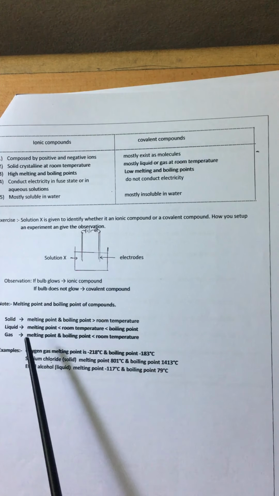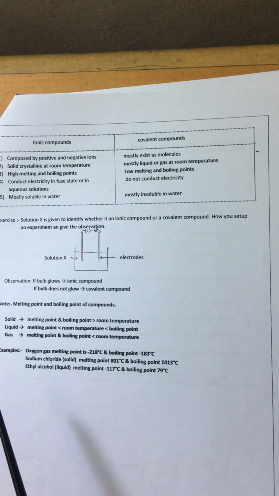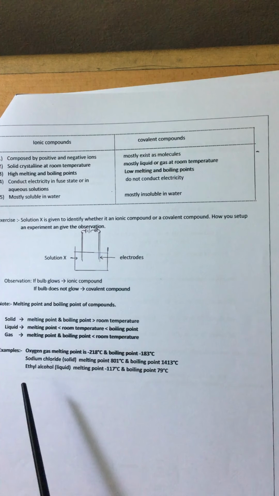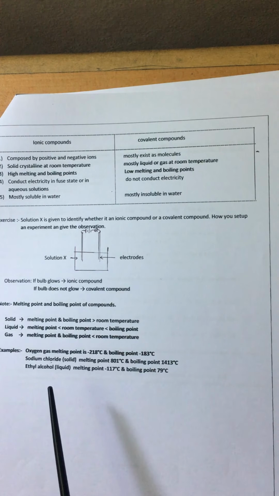So next, melting point and boiling point of compounds. Melting point means melting temperature. Boiling point means boiling temperature. When the substance reaches its melting point, what happens? It becomes liquid, from solid to liquid state. When the substance reaches its boiling point, it becomes gaseous state from the liquid state. So when they give the melting and boiling point, you should know to identify its physical state. Physical state means solid, liquid or gas.